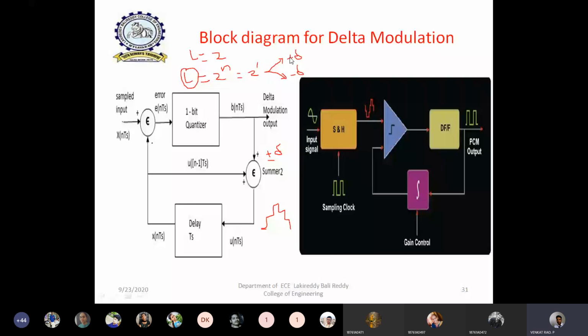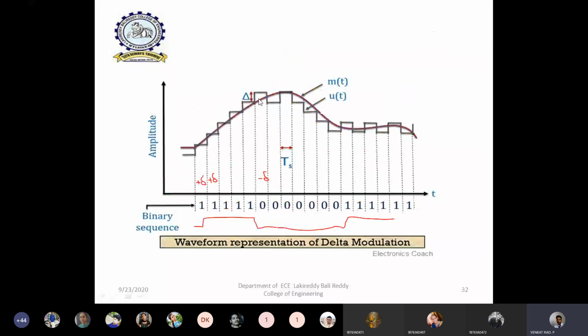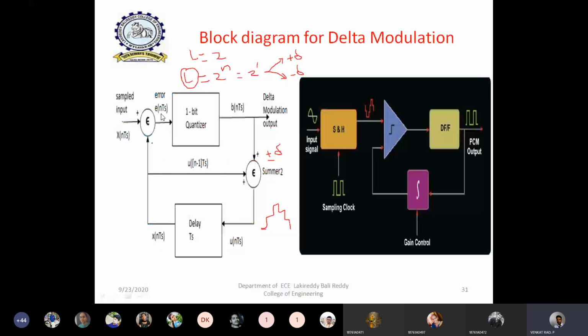And after this point, if you clearly observe, the present sample value or present input value is less than the previous approximated staircase waveform. So that means here at this particular point the difference is negative. Difference negative means input is less than the previous value of the staircase waveform. So automatically we will get minus delta as the output.